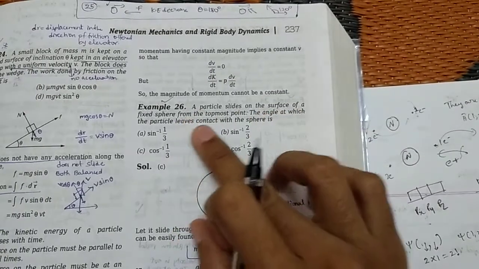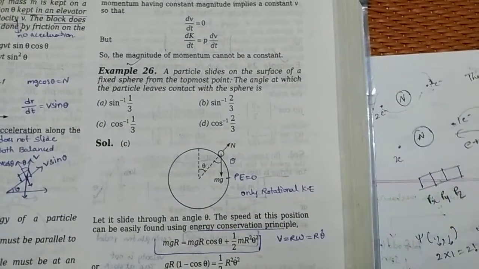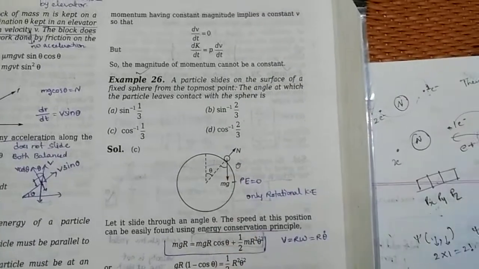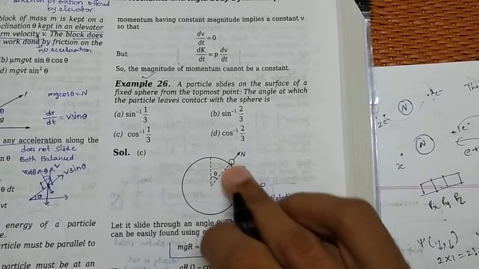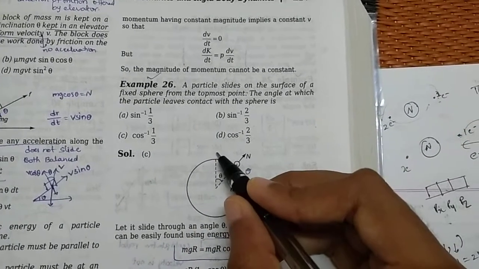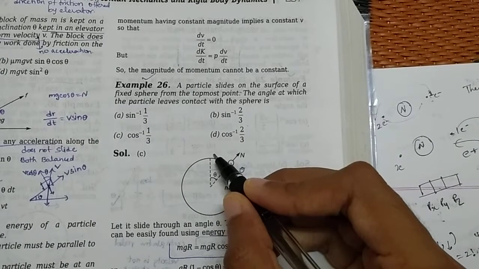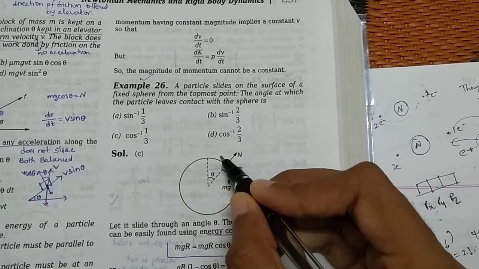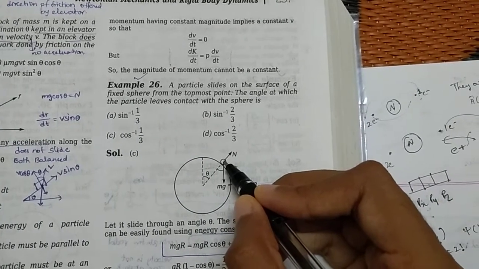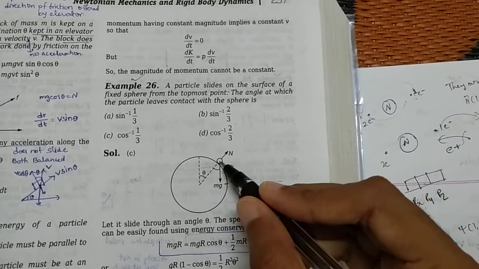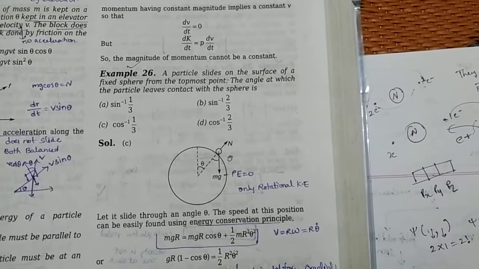The angle at which the particle leaves the contact with the sphere. So in this, what we have to find out is the angle at which this particle leaves contact with this circle. This particle would have started from here. It would have slid from here, slowly, and finally it might have reached here, and finally it would lose contact with this sphere, and it would fall down because of gravitational force of attraction.